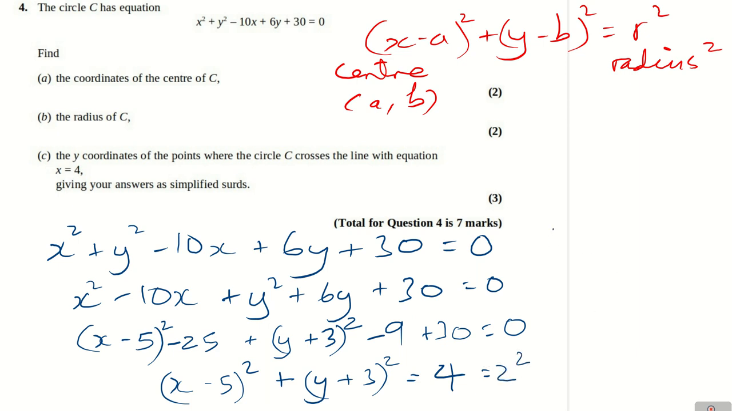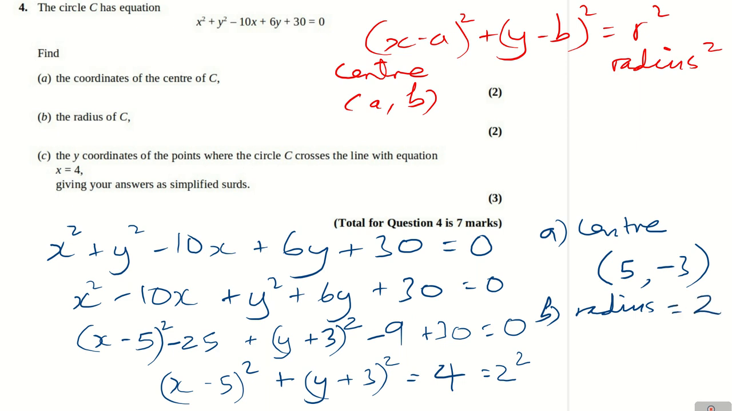And that tells us straight away that the centre of the circle is going to be the point 5, minus 3, because remember the general formula has y minus b, so that's the same as y minus 3. So the y coordinate is going to be minus 3. And the radius is going to be the square root of 4, or in other words 2. And we've done it.